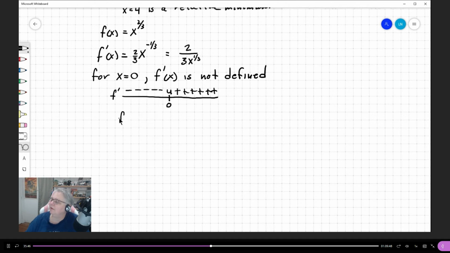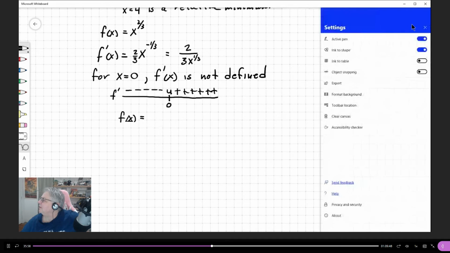All right, so f of x equals... okay, you know what? Give me a second. I need to turn that feature off. I'm getting tired of getting triangles when I write stuff. Hang on. Where is it? To shape off.